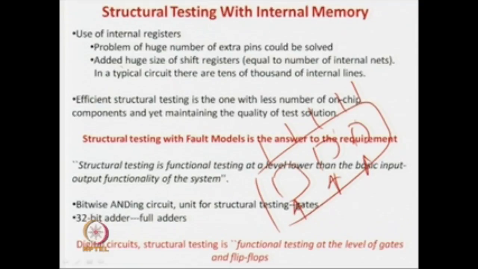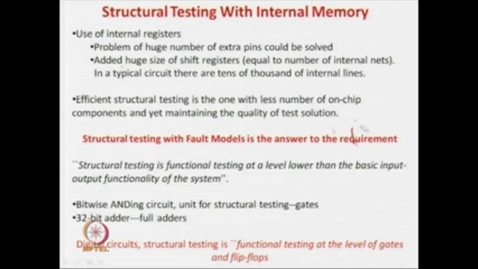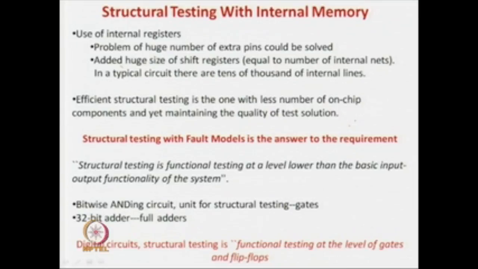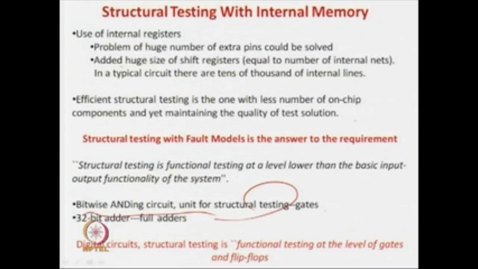But in the example before that, our circuit was 25-bit input ANDing, and our individual block was a gate. So in the terminology of testing, the unit is generally a gate. We generally do not go to an abstract level like an adder. So in the bitwise ANDing circuit, the structural unit was a gate, and in the 32-bit adder, the full adders were the units. Okay.